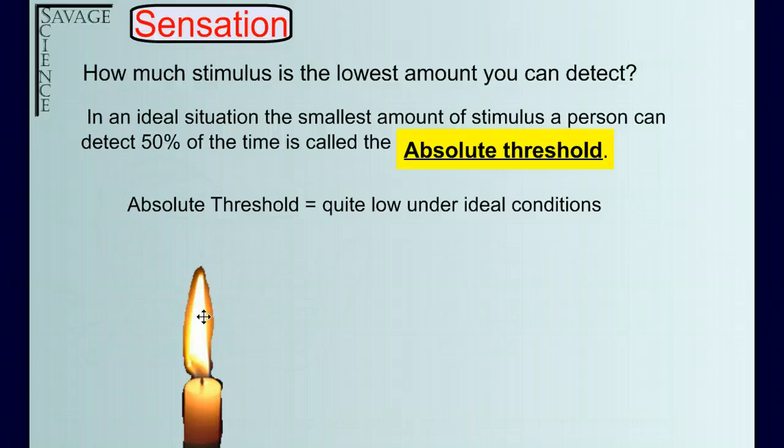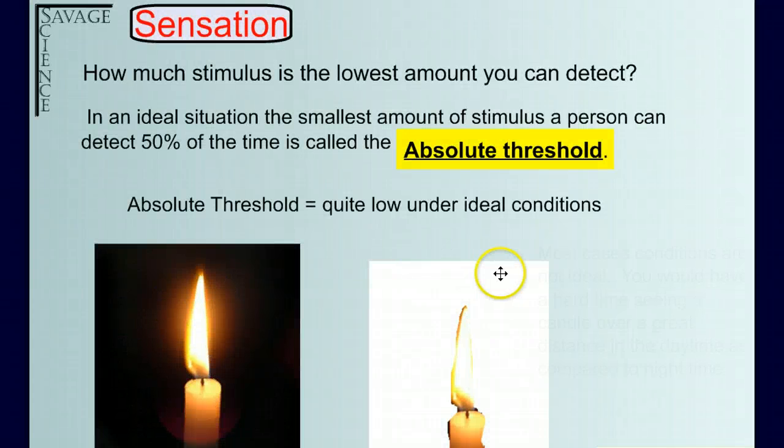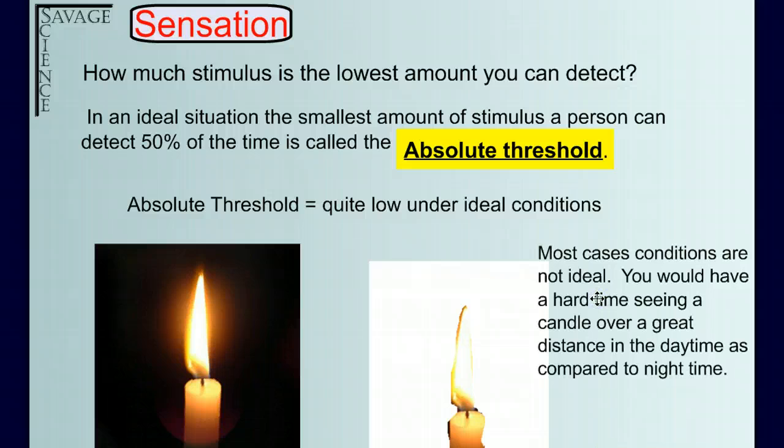For example, let's say we have a candle. What's the absolute threshold for our ability to see this candle? Well, it turns out it depends upon the conditions. If I turned out the lights, we could see a very small amount of light a great distance away. But if we added another ambient light source, it might be very difficult to see that same stimulus. The same thing with hearing sounds on a busy street corner. It'd be very difficult to differentiate between different tones. So the absolute threshold depends upon the environmental conditions.